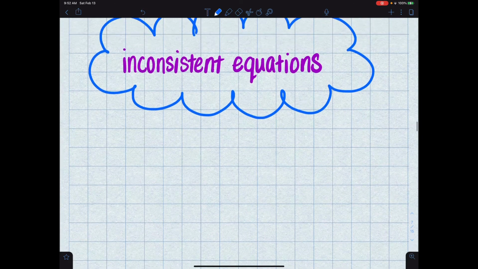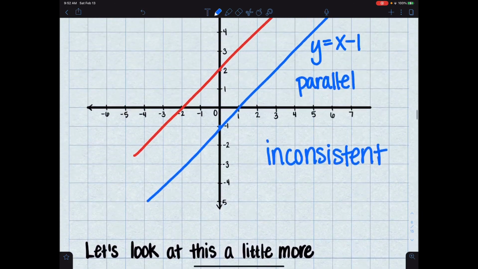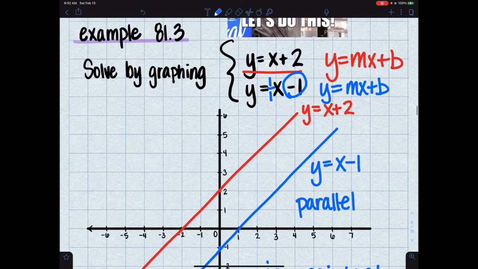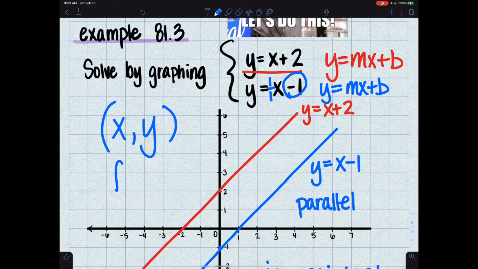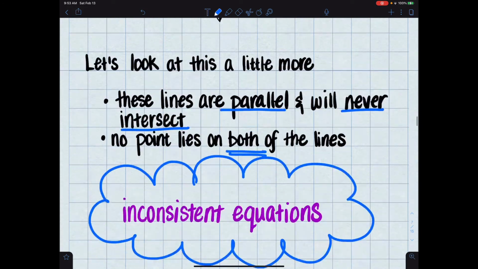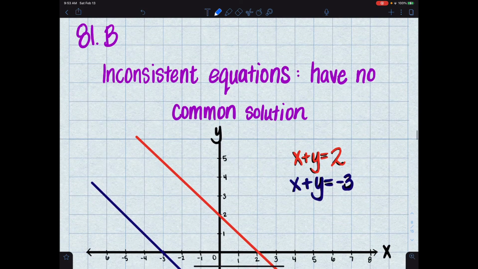We're going to look at that a little bit more, but there's no number that I can put in. I can't plug in an x and y. If I were to plug in an x and y, you would get a false statement, a not true statement. You would get like 2 is equal to 4 or something crazy like that. It would not work because those are inconsistent equations. All right, we're going to look at that a little more closely. Inconsistent equations, that's the next section.